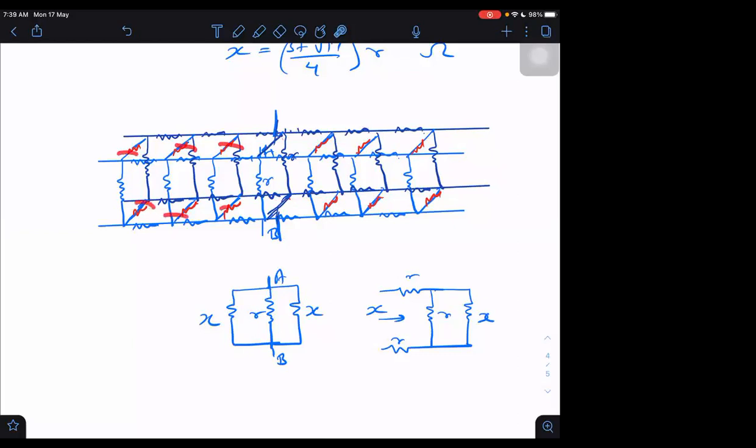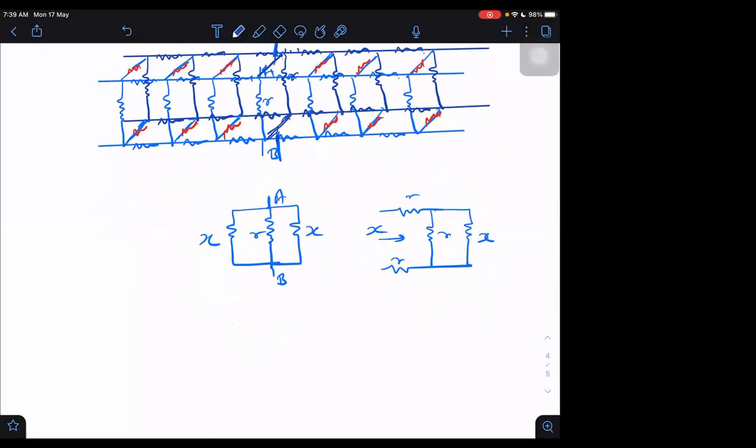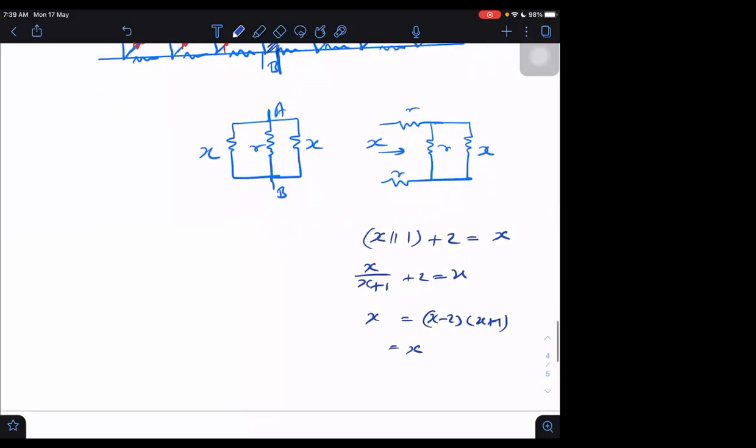Yes, before that, for this network you have taken the equivalent network below, AB. You are getting answer as 0, sir? Which answer are you getting 0? Let me check once. Equivalent resistance: X parallel with 1 in series with 2 is equal to X again. So X upon X plus 1 plus 2 is equal to X. We are getting X is equal to X minus 2 into X plus 1. I don't think we will get that.